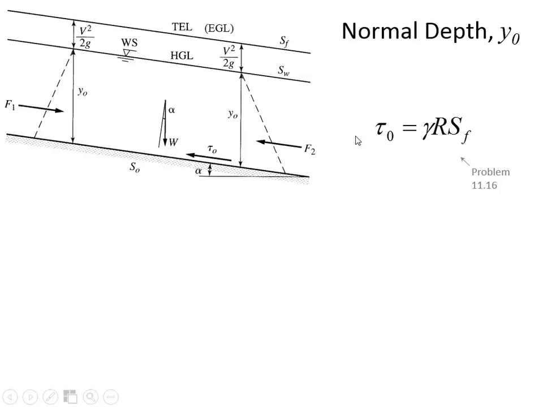And so shear stress, remember, has units of newtons per meter squared, and unit weight has units of newtons per cubic meter. What about hydraulic radius? Meters, that's right. So shear stress is newtons per meter squared. Unit weight is newtons per meter cubed, and we're multiplying that by hydraulic radius, which is meters squared divided by meters, because it's area divided by wetted perimeter, which is a length. And so that just works out to meters.